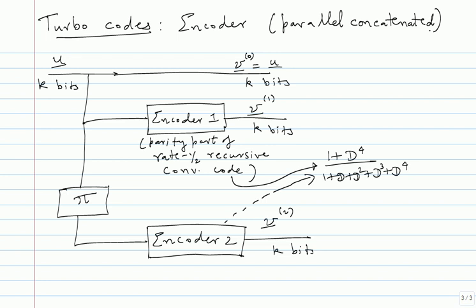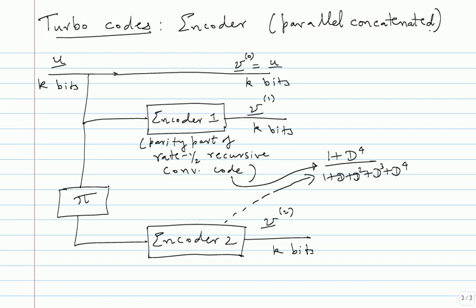For instance, a very classic way of obtaining a rate half turbo code is to take alternate bits from V1 and V2, then you would get a rate half turbo code. Okay, so this is also something we saw in the last class. So that's how simple a turbo code is put up.